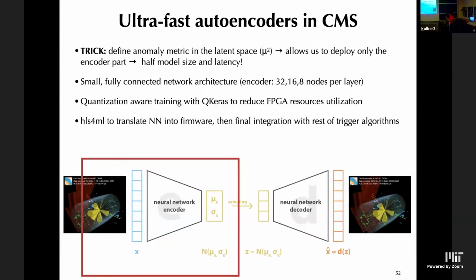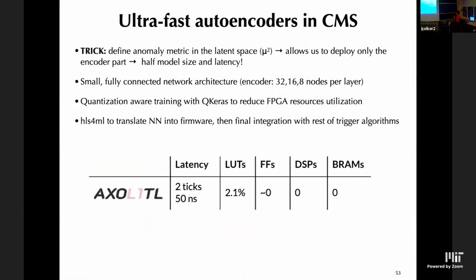And why do we do this? Because like this, we only need to deploy the encoder, and we can basically cut the model size and also the latency. We use a fully connected neural network, and we perform quantization aware training with QKeras to reduce the resources used on the chip, and then HLS4ML to translate the neural network into firmware. And then we need to finally integrate this firmware into the rest of the system. So by these tricks, we managed to have an autoencoder which runs in 50 nanoseconds, and also uses very little amount of resources on the chip, so almost zero.